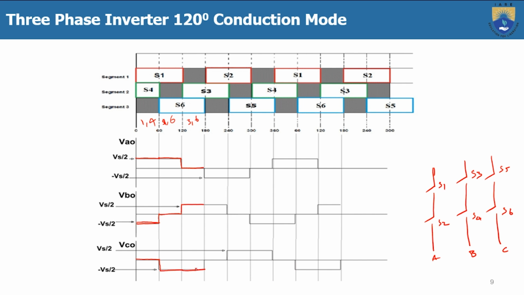And next, here 2 comma 3. So 2 is for phase A and 3 is for phase B. So phase C is 0 here. Phase A 2 means the negative group, so that's why here minus Vs by 2.